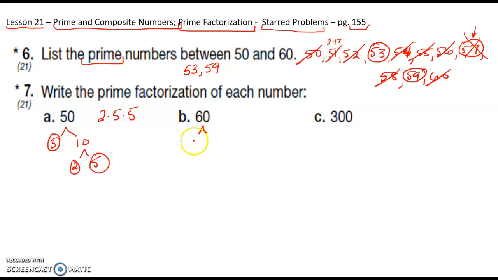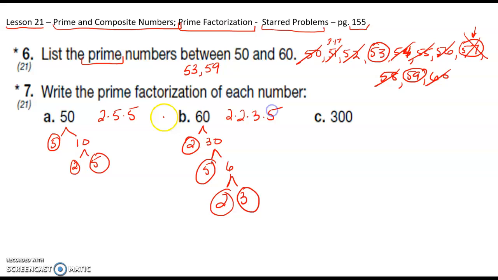60, let's see, 2 times 30, and then 5 times 6, 2 times 3. So I have 2 times 2 times 3 times 5, and you'll see whenever I list my prime factors, I always start from the lowest and go to the highest.